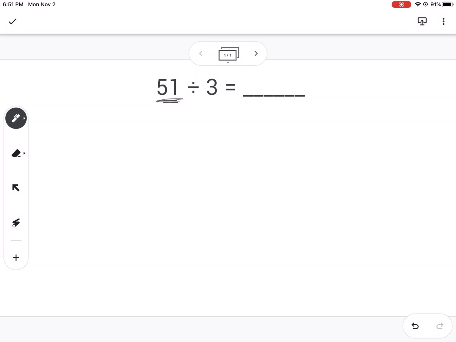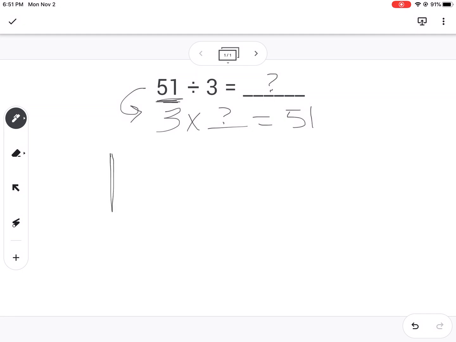We've been working on using multiplication to help us with our division. So as you can see here, 51 divided by 3 equals blank. You could also think about it as 3 times what number equals 51. The problem is that I still am not sure 3 times what would be 51. So this is where the box model strategy is going to come in handy.